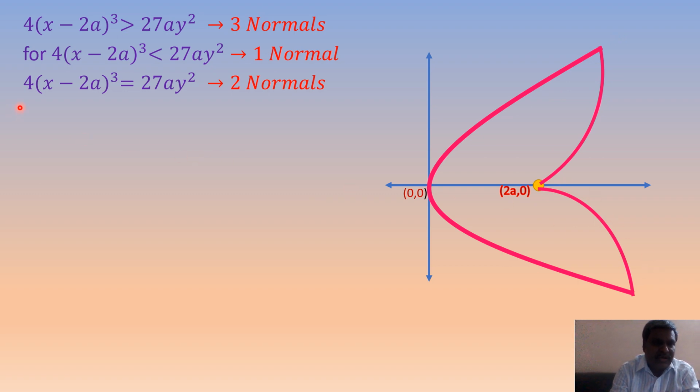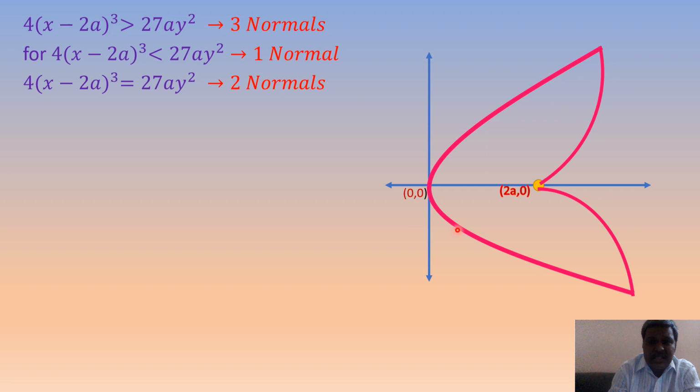4(x − 2a)³ is equal to 27a². The curve is symmetric about the x-axis, and it intersects the x-axis at (2a, 0). So this is the curve, and this is my parabola. As shown in the figure, this is the curve: 4(x − 2a)³ is equal to 27a².